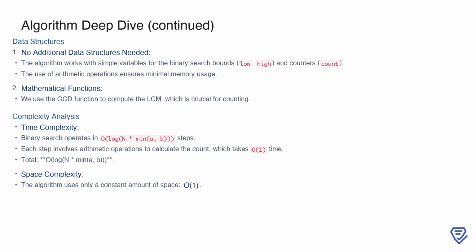In terms of complexity, the time complexity is determined by the binary search, which performs O(log(n*min(a, b))) steps. Each step involves arithmetic calculations to compute the count of magical numbers, which is done in constant time, leading to an overall time complexity of O(log(n*min(a, b))). The space complexity is constant, O(1), as we use no additional memory apart from a few variables. This makes the algorithm not only fast but also highly memory efficient.